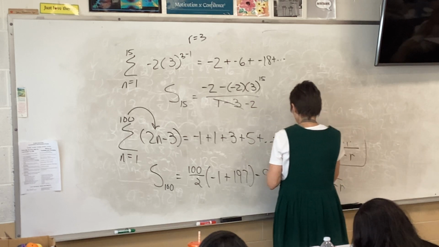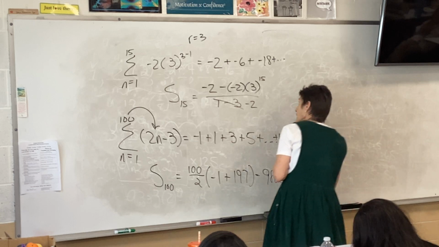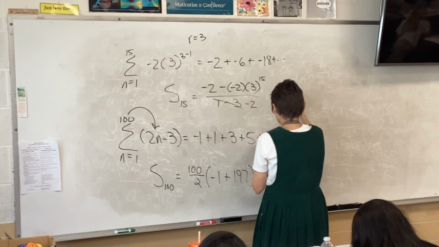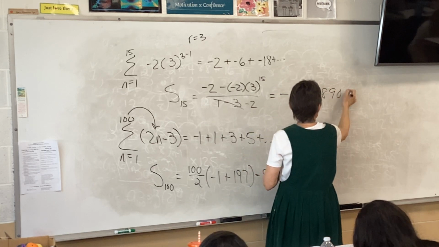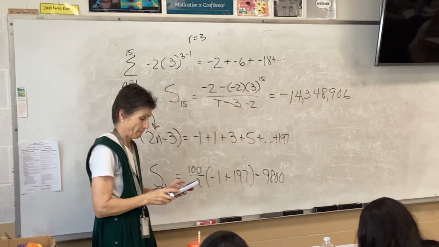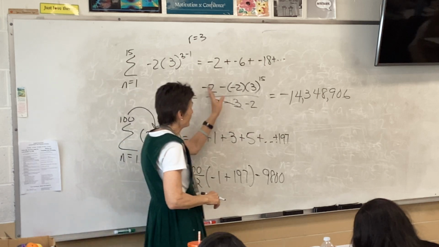Hope you expected a big answer, because you're gonna get one. What'd you get? Negative 14,348,906. So negative 14 million. If you didn't get that, be real careful.